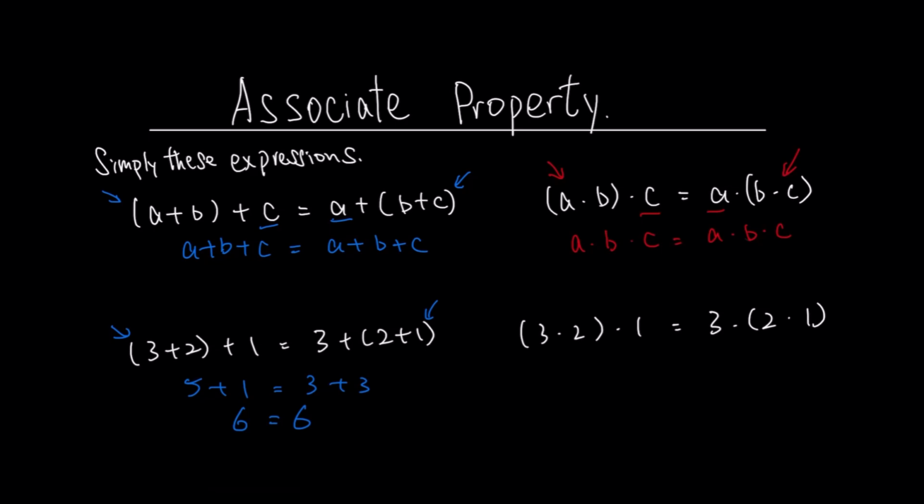If we look at this with real numbers, we can see why it's true. Here, we have grouped together the 3 and the 2 on the left, and on the right, we have grouped together the 2 and the 1. So on the left-hand side, 3 times 2 is 6, so we will get 6 times 1. On the right-hand side, 2 times 1 is 2, so we will get 3 times 2. And of course, that just gives us 6 on the left and 6 on the right, so they are equal to one another.